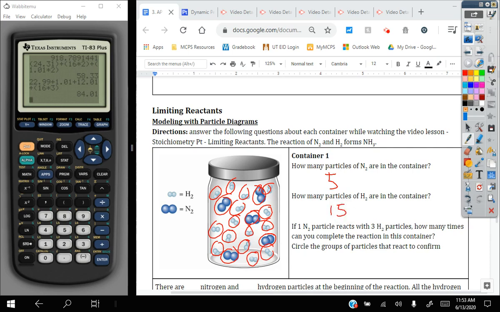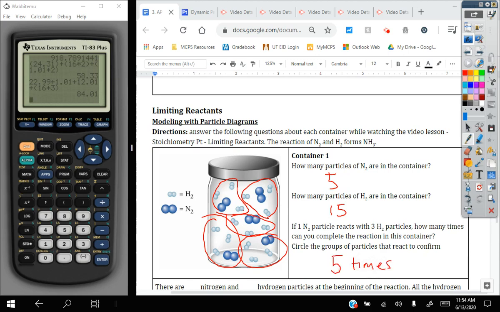All right. So if I've got 15 and 5, the next question says, if one N2 molecule reacts with 3 H2 particles, how many times can you complete the reaction in this container? Circle the number of groups to confirm. So I need to circle the combination that is 3 H2 and 1 N2. So I see a group here that could react. I see a group here that could react. I see a group here. I see a group here and a group here. So it looks like I can complete this reaction 5 times in total.